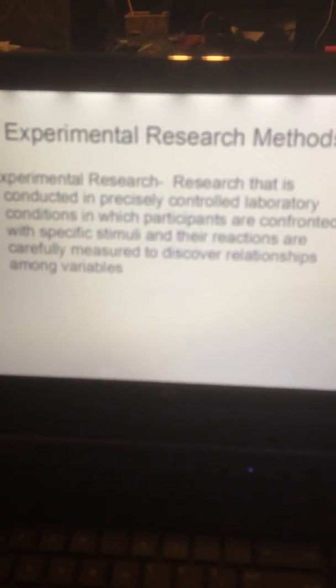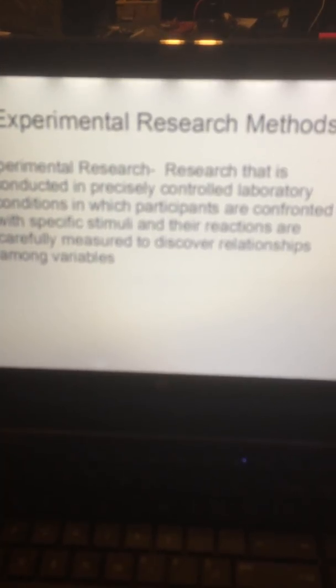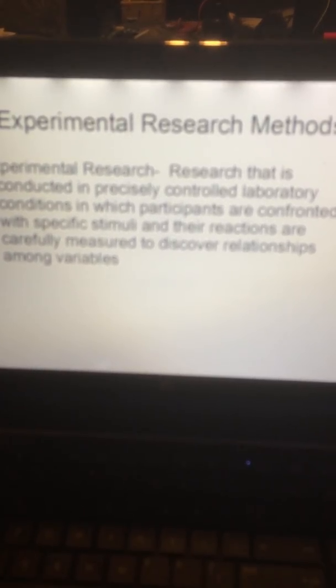Experimental research is research that is conducted in precisely controlled laboratory conditions, in which participants are presented with specific stimuli, and their reactions are carefully measured to discover relationships among variables. What I mean to say is that while correlational studies just look at the relationships between two variables, they're still testing a hypothesis. As one increases, the other increases. If you're doing causal research, we're determining what causes depression symptoms to be reduced, what causes problems to be fixed, what causes people to be in certain situations and have certain issues.